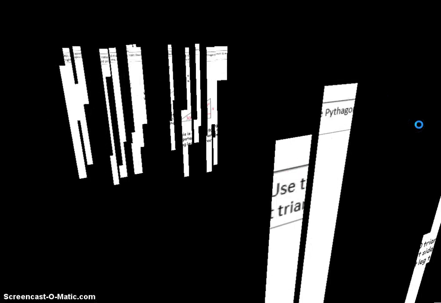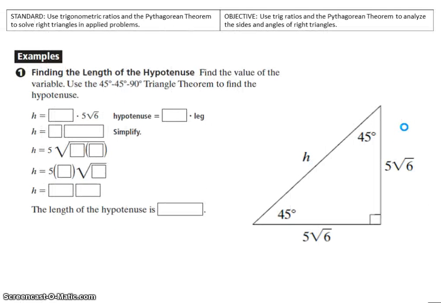Back to the notes now, and let's see what we got here. We're going to fill some things in here. This is a 45-45-90 triangle, and we're going to find the hypotenuse here. So here's the hypotenuse. The two sides are 5 radical 6. So I'm going to take the hypotenuse times radical 2 times a leg. The hypotenuse is going to be equal to radical 2 times a leg.